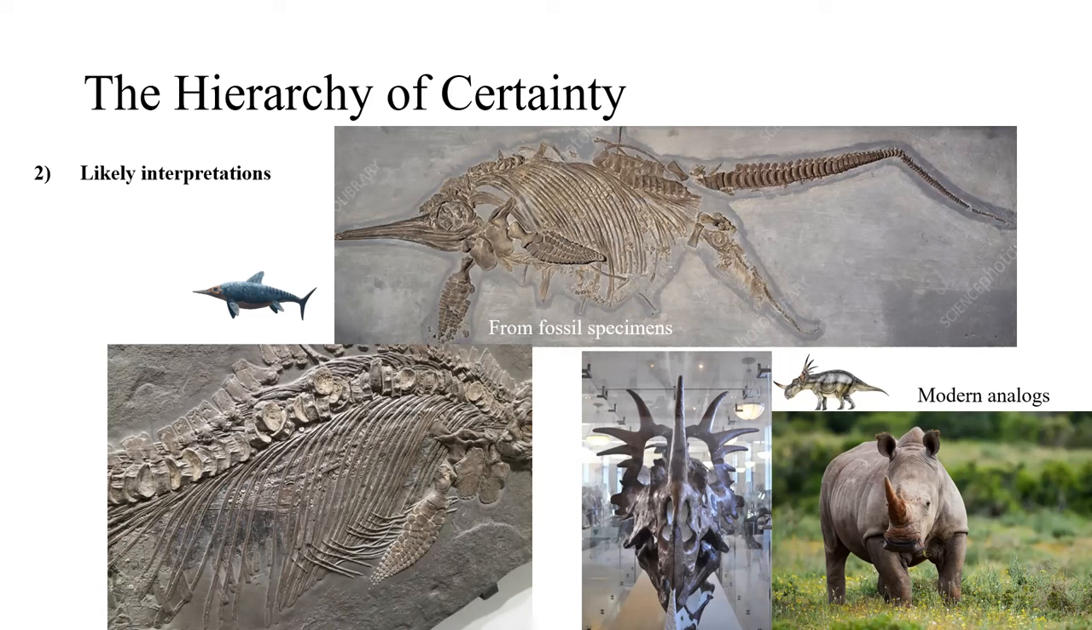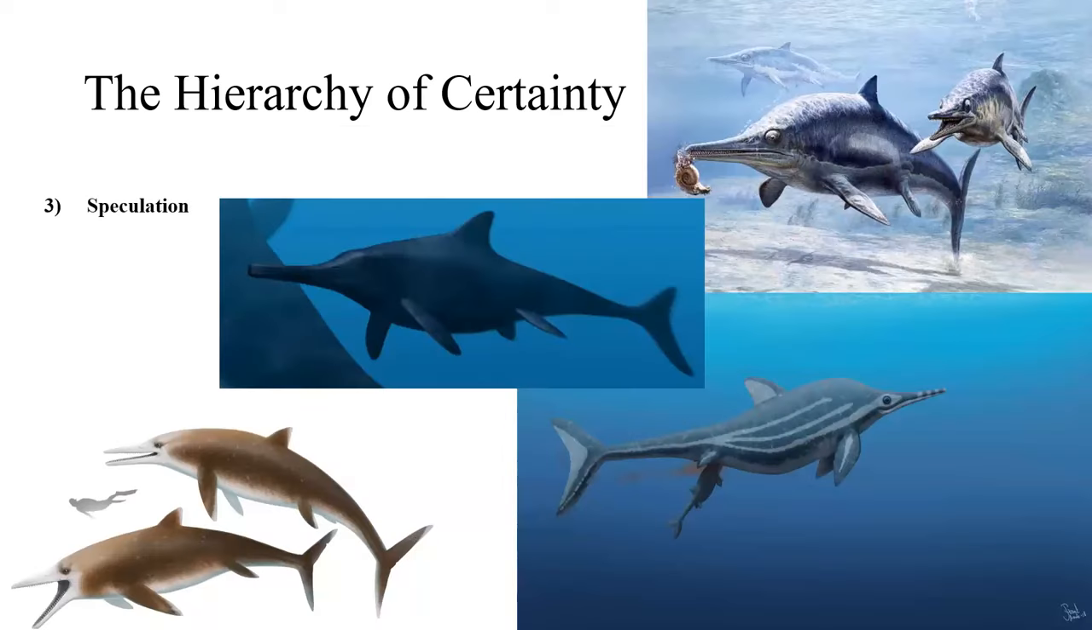So what we can do is take animals like whales with ichthyosaurs, maybe rhinos with horned dinosaurs, to get ourselves at least a starting point for understanding the biology of the living versions of these fossils when they were living animals. So that's the likely interpretations. And then finally we get to categories like this, speculation.